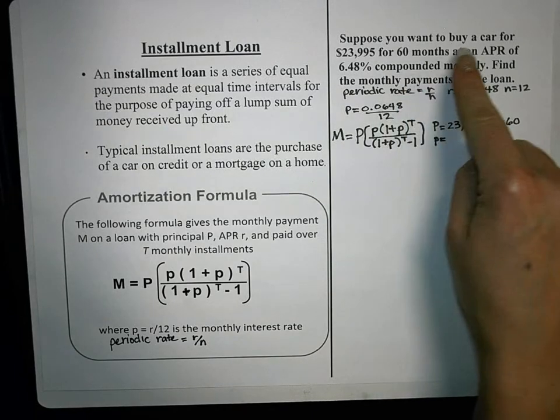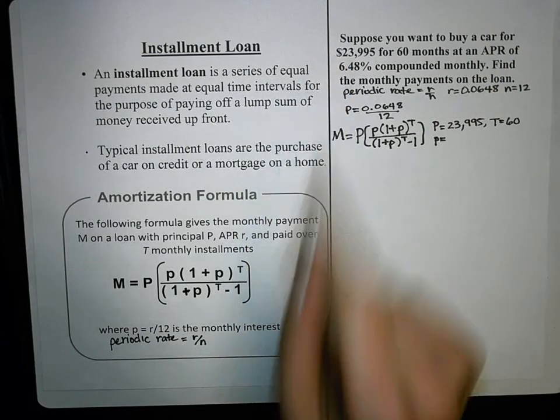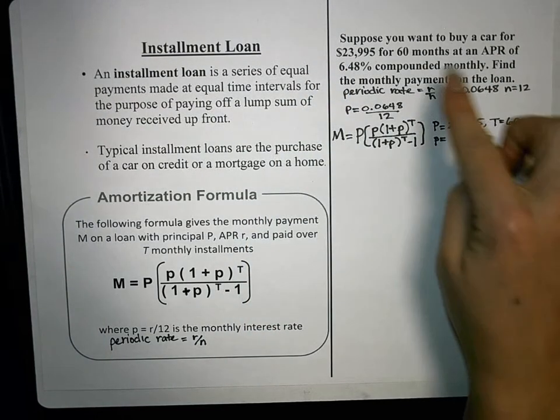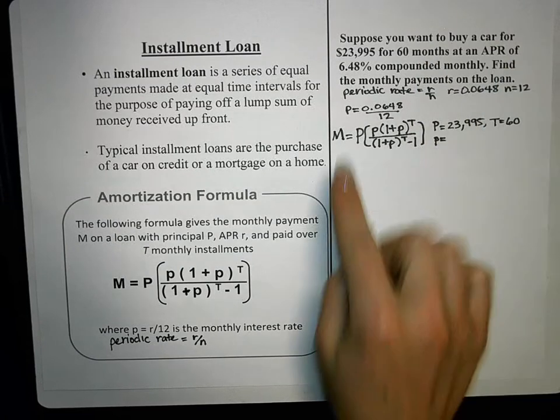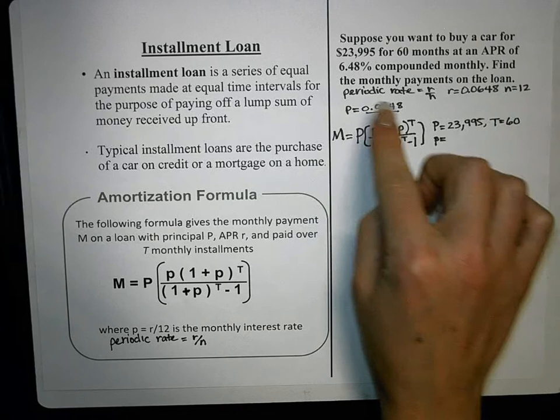Suppose you want to buy a car for $23,995 for 60 months at an APR of 6.48% compounded monthly. Find the monthly payments on the loan. The first thing we need to figure out is lowercase p, the periodic rate, which is just the annual percentage rate in the form of a decimal divided by n. So that's what we're going to determine first.